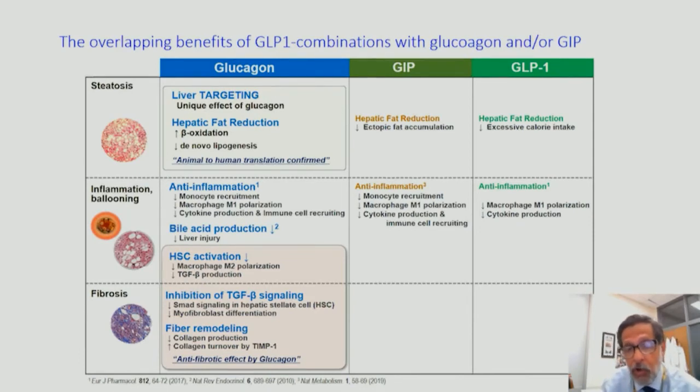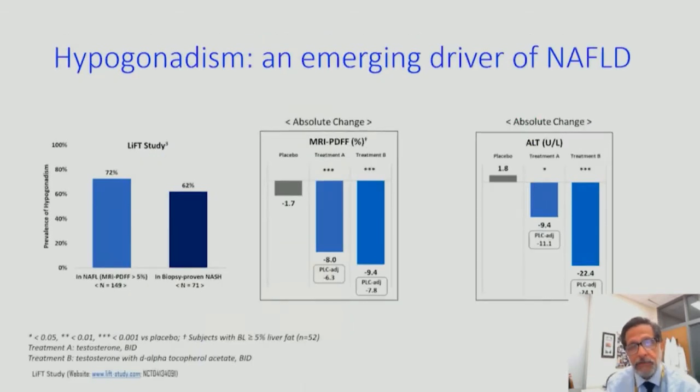But glucagon also acts in the liver, where it has anti-inflammatory effects. It affects bile production and hepatic stellate cell activation and TGF-beta activation. So it may translate into direct additional antifibrotic effects. Time will tell when we do histology-based trials with these. Now, Hanmi has a molecule which has all three in it together, and that is also currently in phase 2B trials.